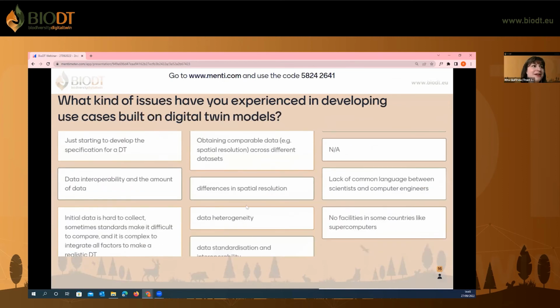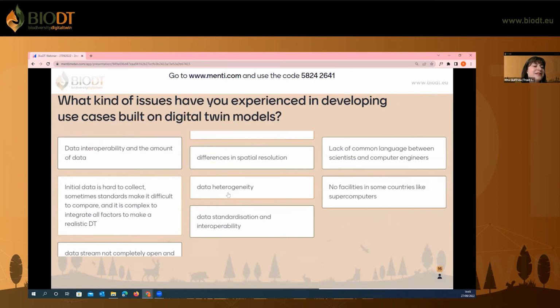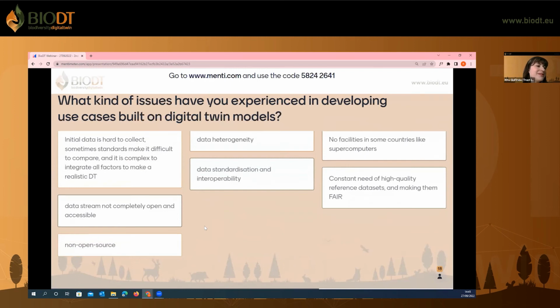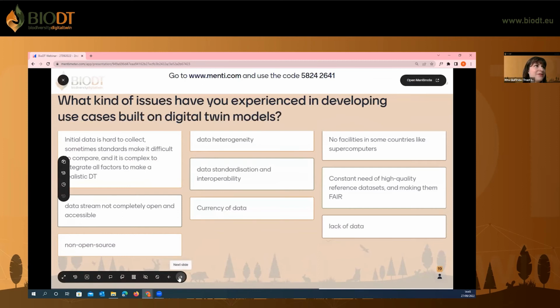Again, I find other points about the data heterogeneity and the standardization, as we said. So it seems that it is very hard to connect different data together. This is one of the biggest difficulties that the team finds.